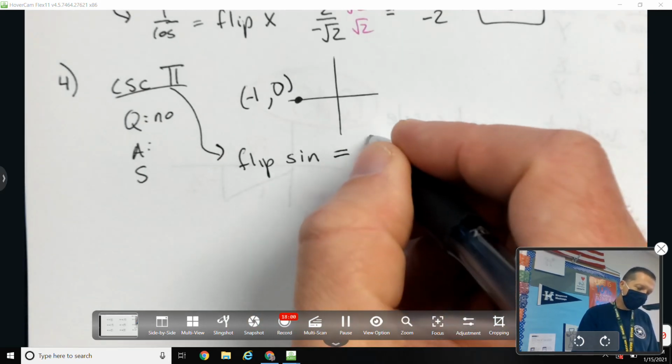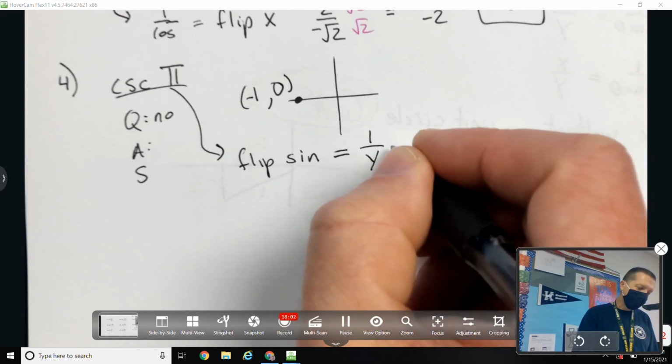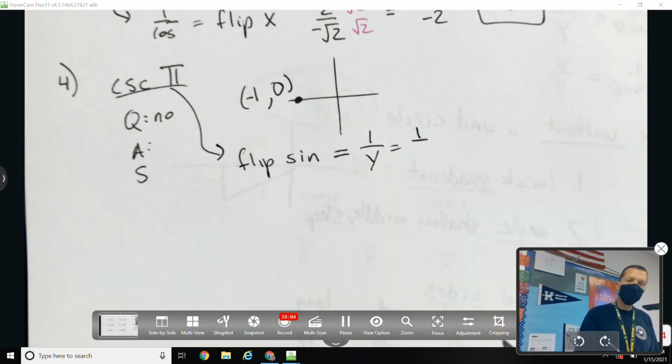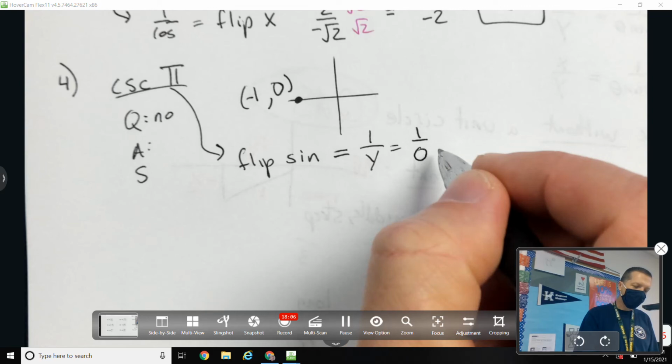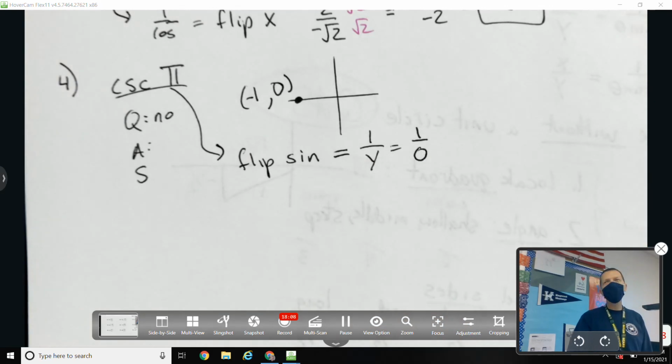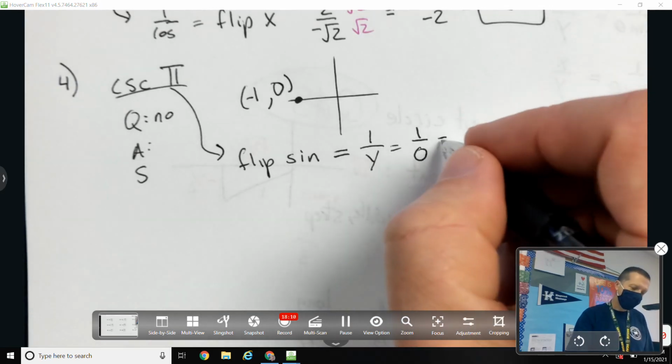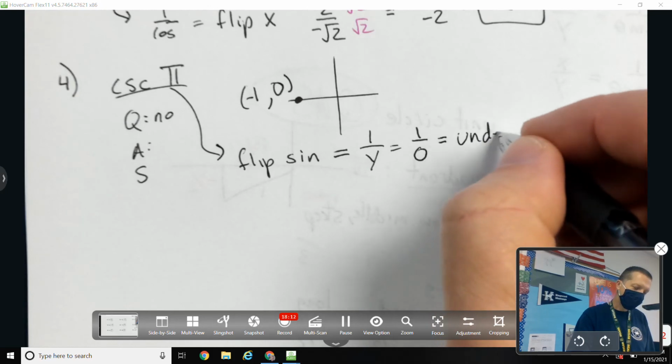So flip of sine, that means I want 1 over the y-coordinate, which is 1 over 0. And everybody knows that 1 divided by 0 is undefined.